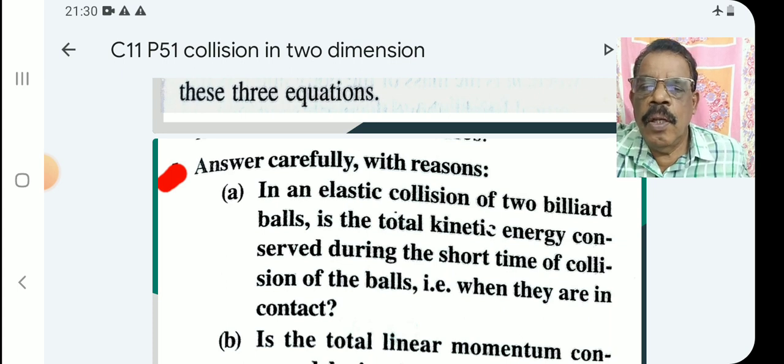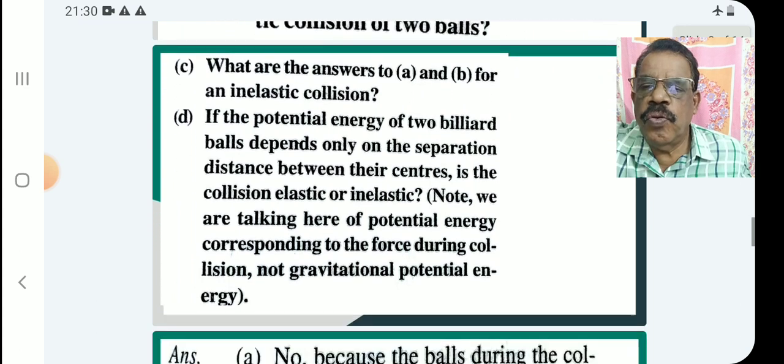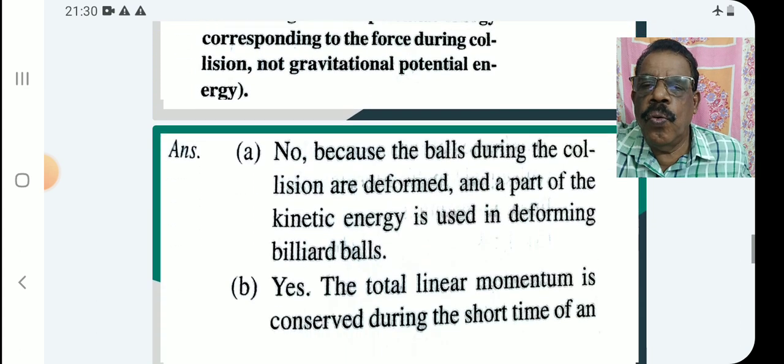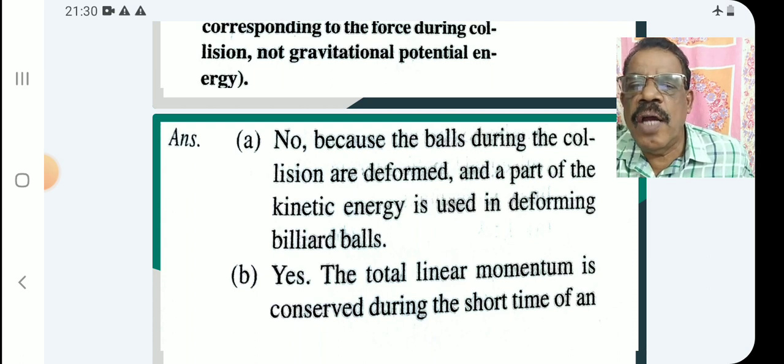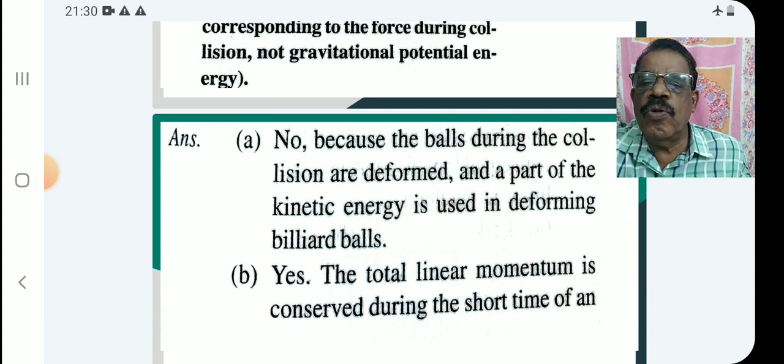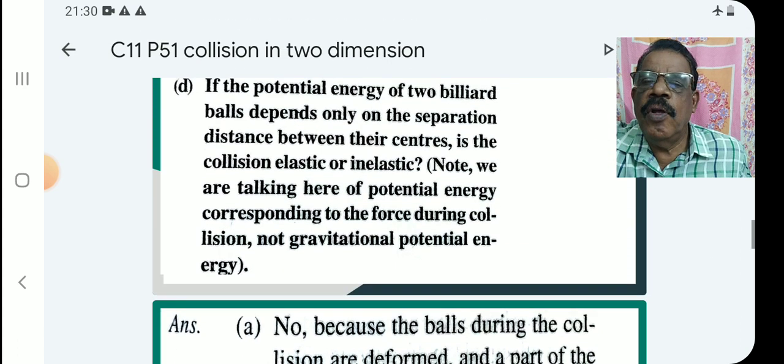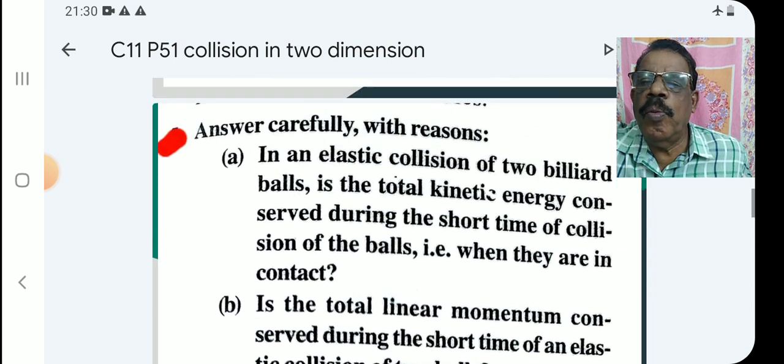The balls, that is when they are in contact. Answer: No, because the balls during the collision are deformed and a part of the kinetic energy is used in deforming the billiard balls.